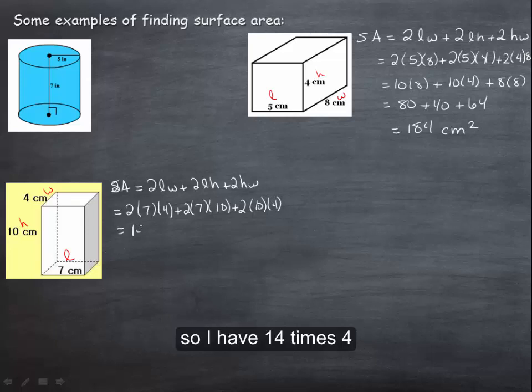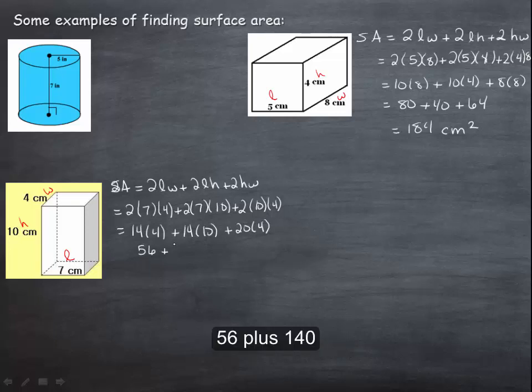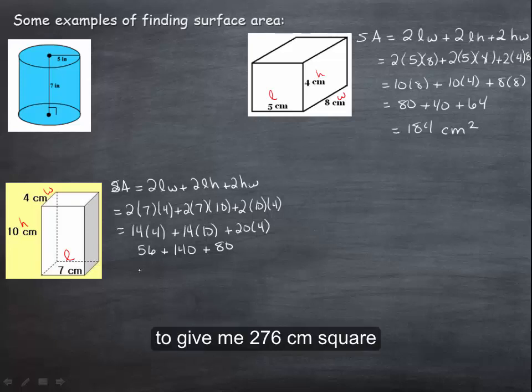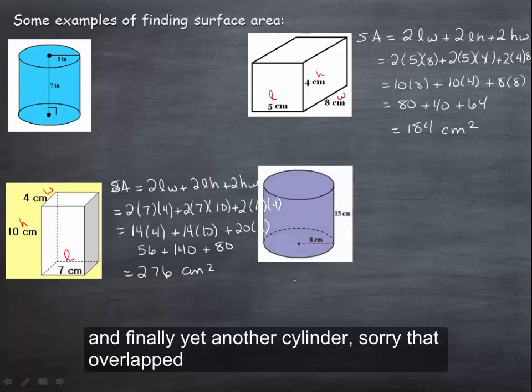So I have 14 times 4 plus 14 times 10 plus 20 times 4. So I have 56 plus 140 plus 80 to give me 276 centimeters squared. And finally, we have another cylinder.